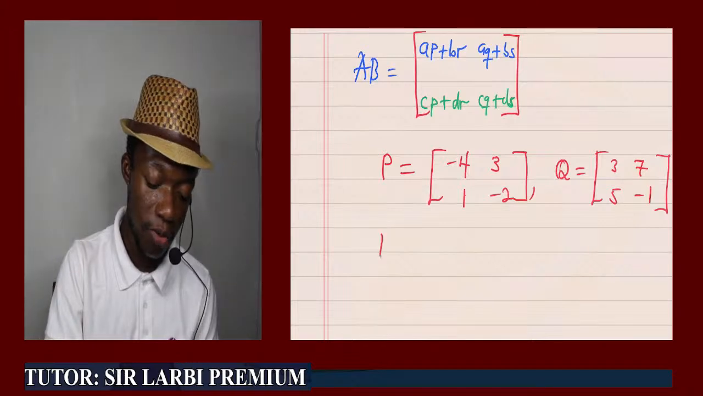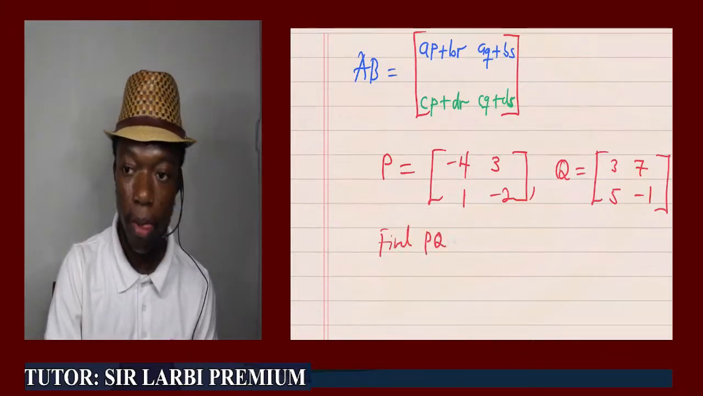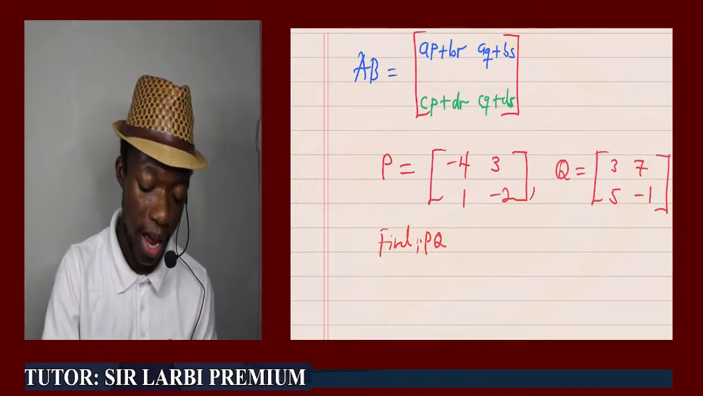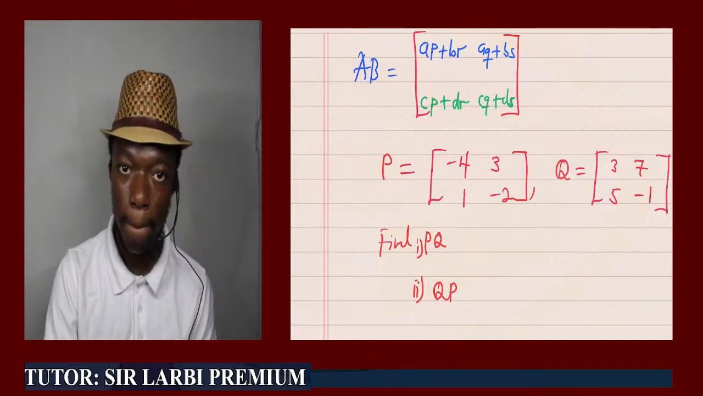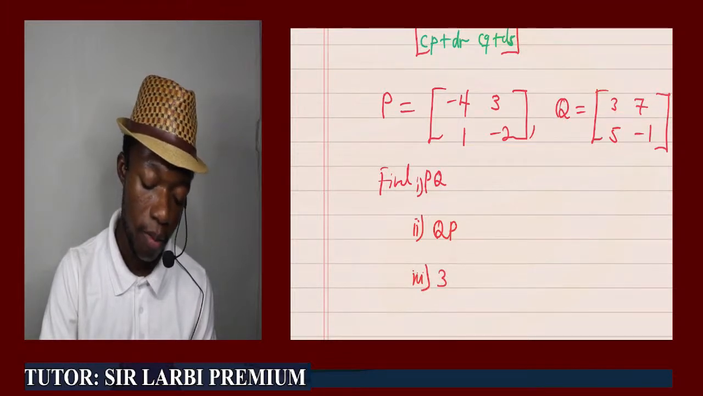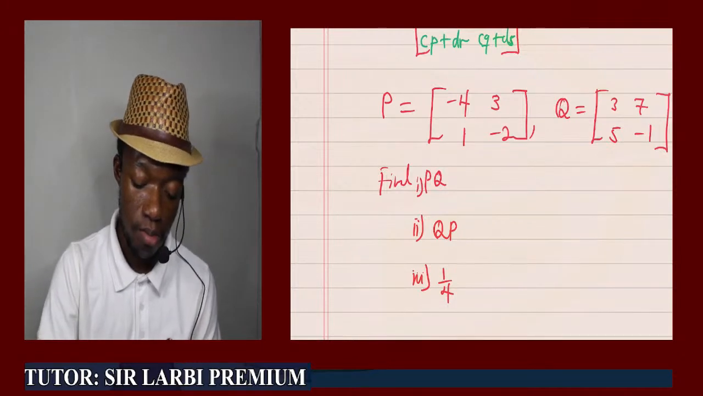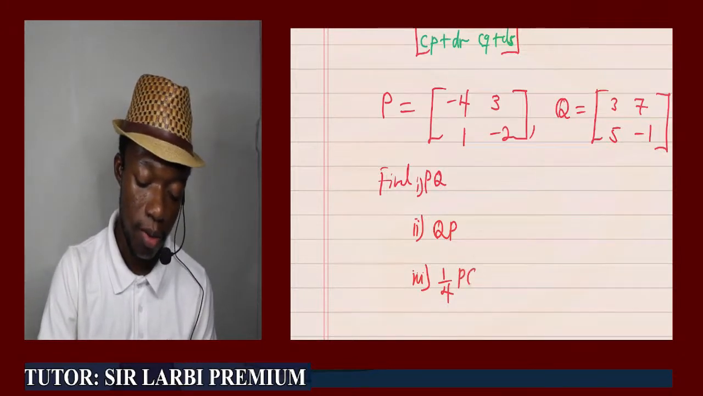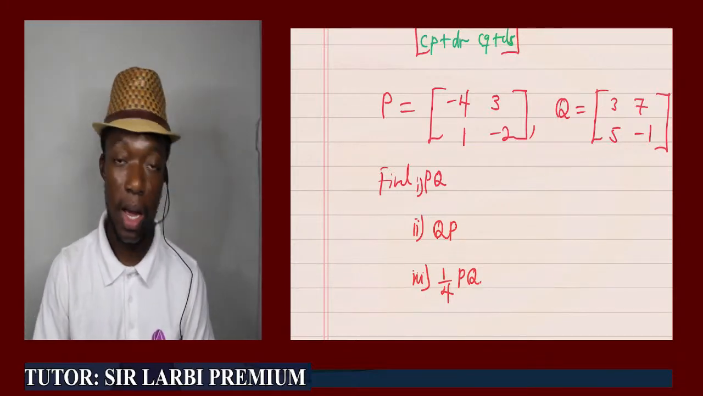Now we are asked to find what? PQ. We are asked to find I, PQ, II, QP, and then III, 1/4 PQ. We are asked to actually work this out.